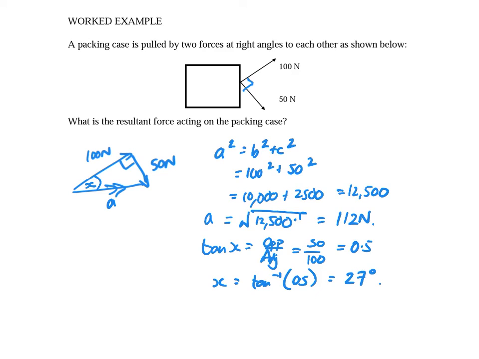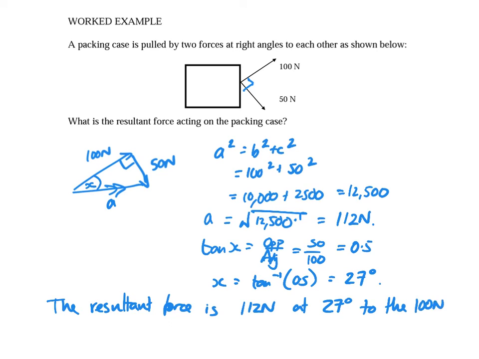And then to express this force, there's no point in this diagram that said the top of the page is north. You might be tempted to assume that, but it's not mentioned at all. So all we can do in this case is express it relative to the forces involved. So we'd write our final answer as the resultant force, so 112 newtons at 27 degrees to the 100 Newton force, because that's where x is beside.